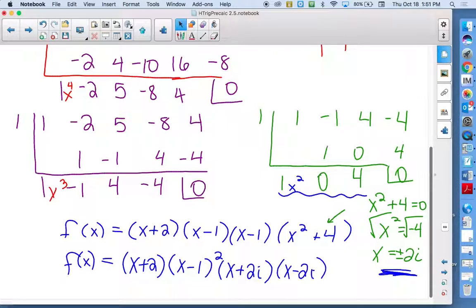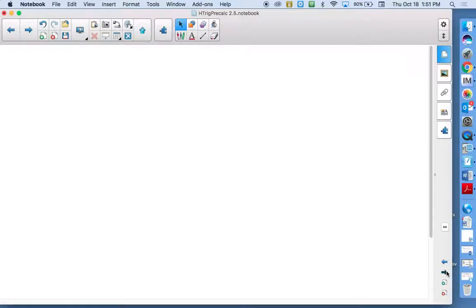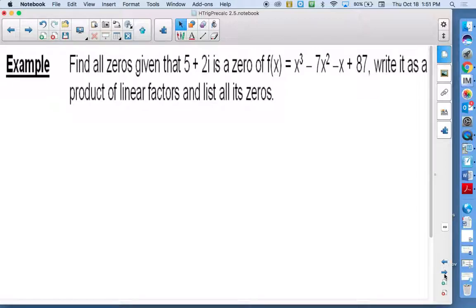That's right. Question. Okay, we're going to skip the problem at the bottom. We might do that as a warm-up tomorrow. And I want to do this problem that talks about conjugate pairs. So it says find all the zeros. So we want to find all the zeros based off of the fact that 5 plus 2i is a 0 from the equation x cubed minus 7x squared minus x plus 87.